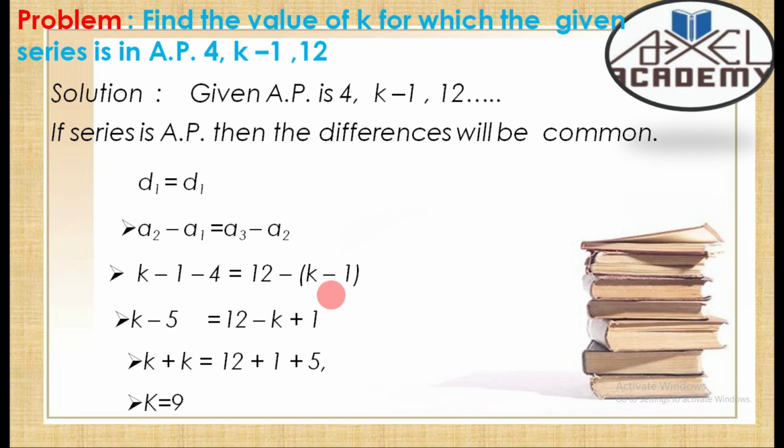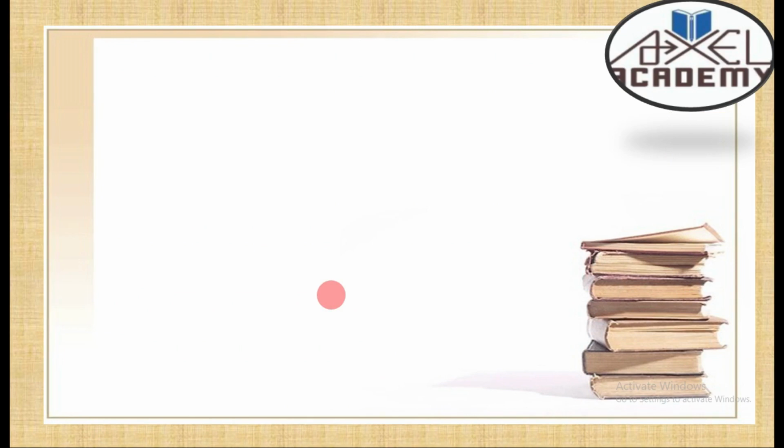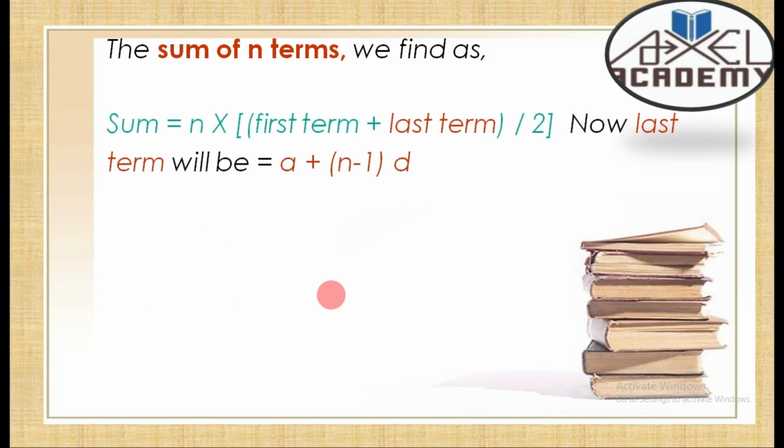Based on this, we can solve the question. Correct? So now let's try to find the sum of n terms. This is also an important concept. We have to find the sum of the n terms of the AP, that is, the sum of the collection of terms which are in AP.